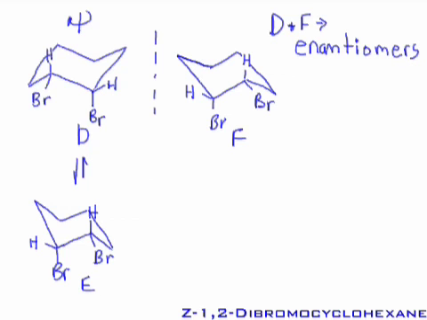Okay, what about E and F? Well, if I look at them carefully, the H is straight up, the bromine's equatorial. That's the same as that. It's in the same chair. This Br's axial, that Br's axial. When I ring flip D, I got F. E and F are the same.